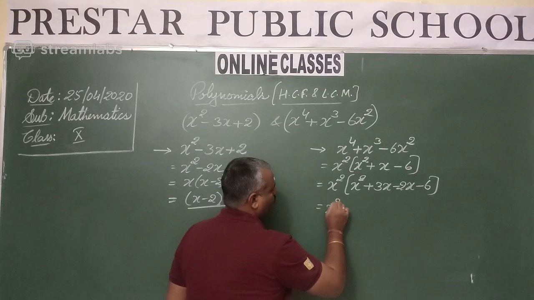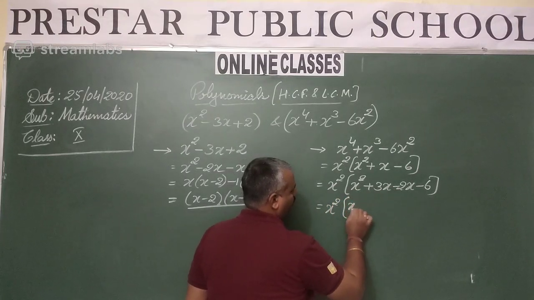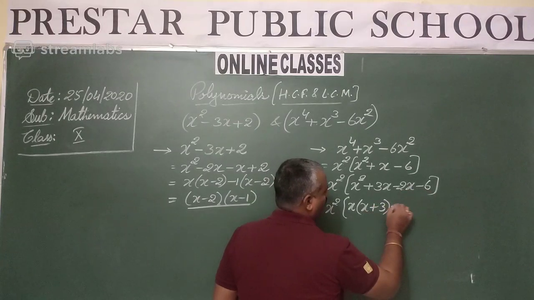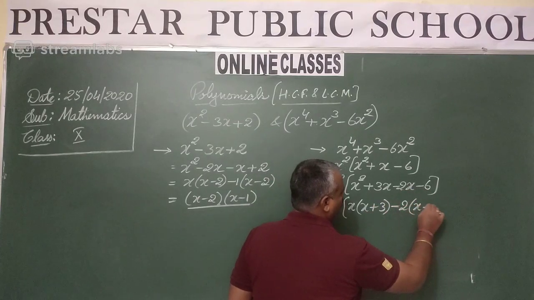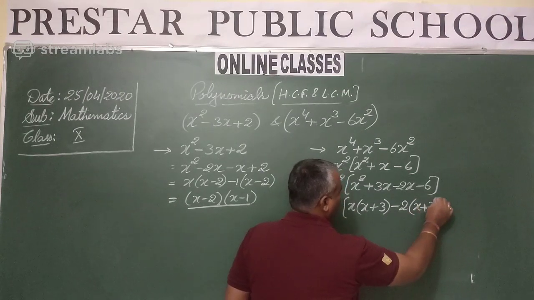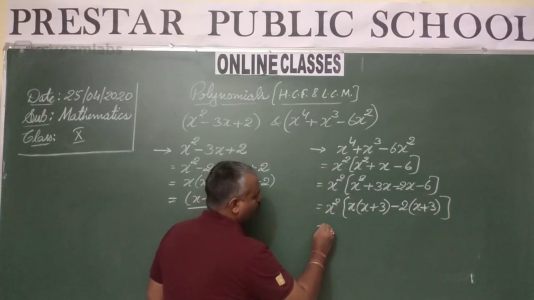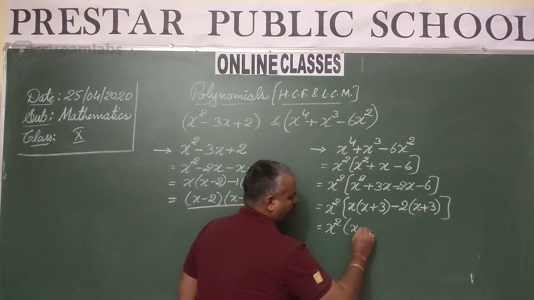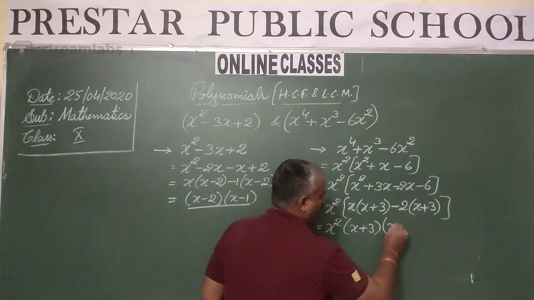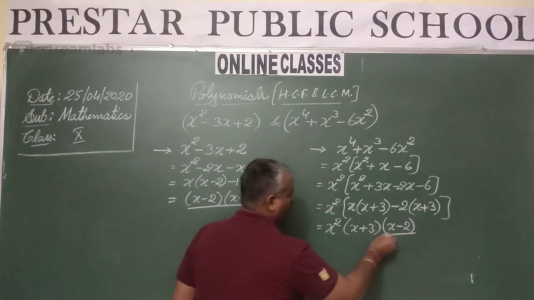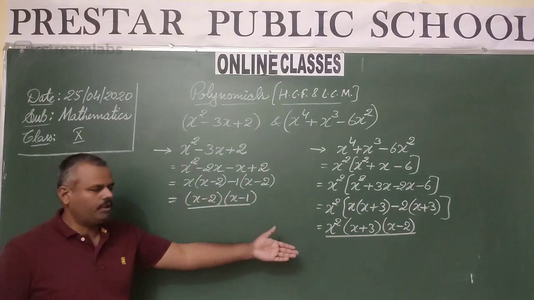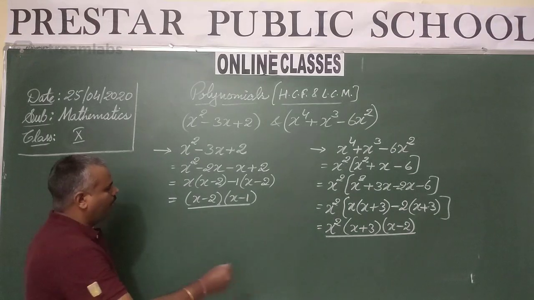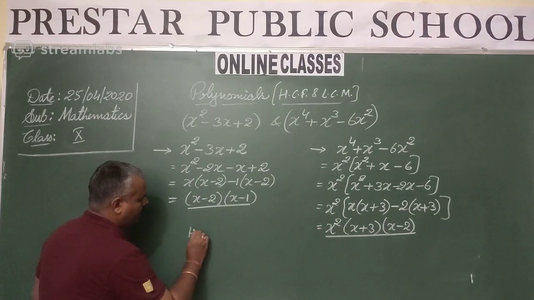So this will be now x squared, taking x common, x plus 3, and here minus 2 common, it will be x plus 3. So in this expression we have three factors. One is x squared, the second is x plus 3, and the third is x minus 2. So the first step, the factorization, is completed. Now comes the HCF.